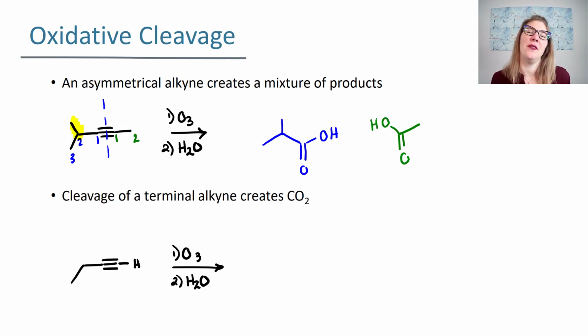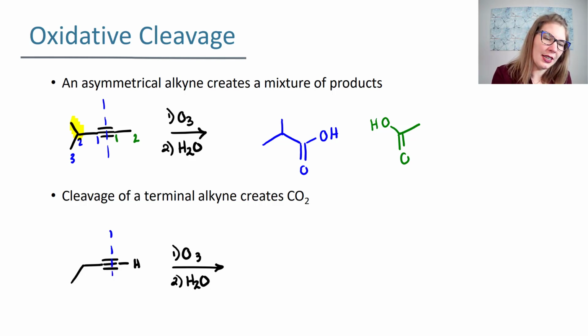Now, what if we had a terminal alkyne? So an alkyne that had a hydrogen on one end. Remember, those internal alkynes are the ones that are in the middle. They have carbon on either side. But a terminal alkyne has hydrogen at least on one side. In this case, something really interesting happens.